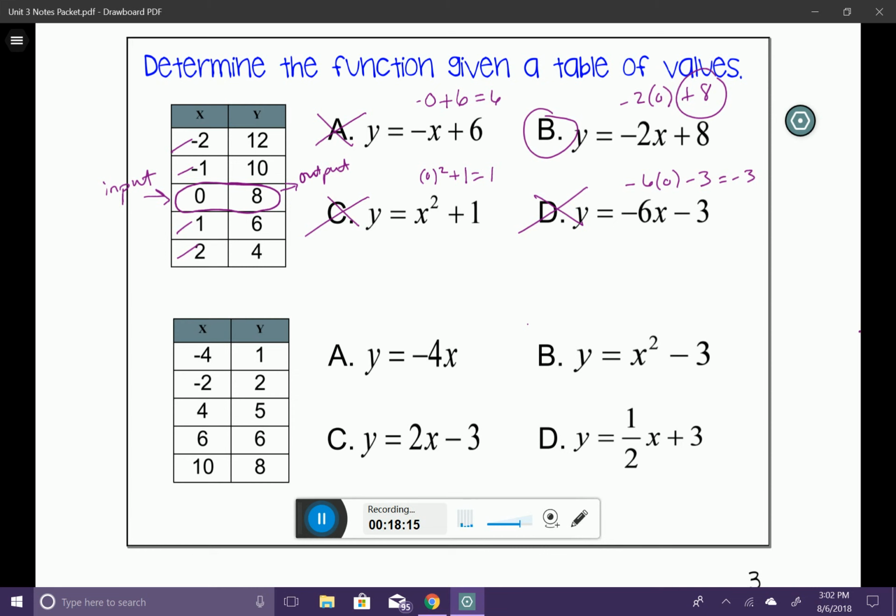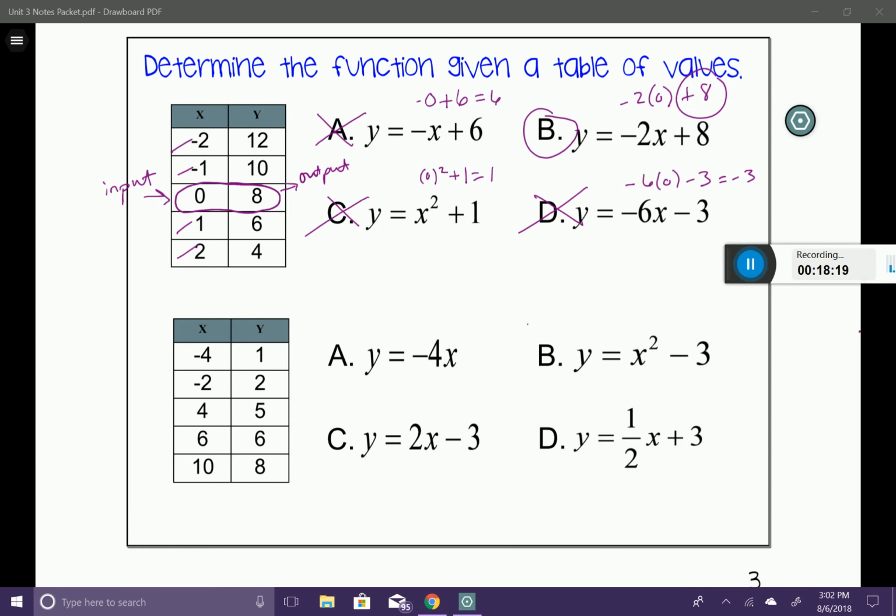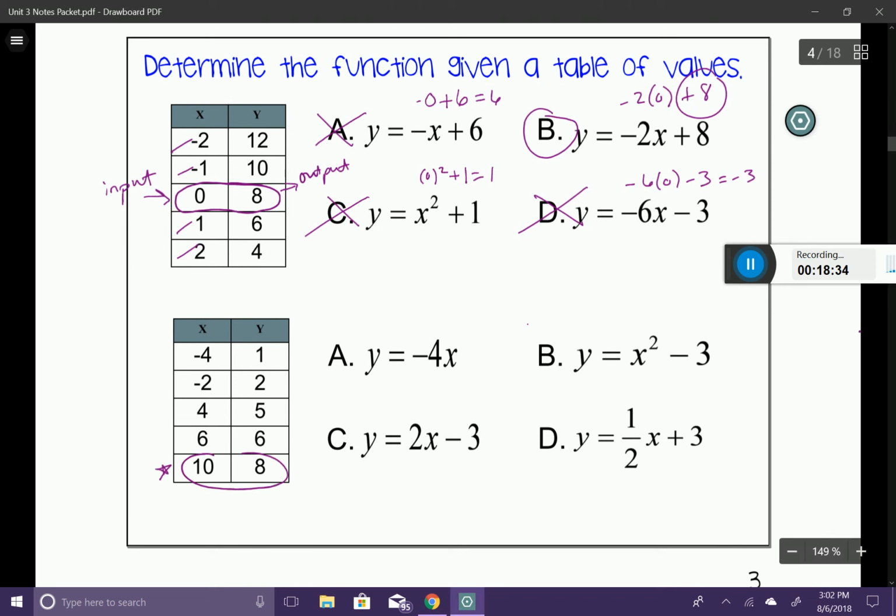But let's say you don't have a 0 to work with. Well, then you just want to go ahead and choose any of the coordinates, and you have to go through that same process with all 4. So I like to work with positive numbers personally, so I like this one. How about working with the x value of 10 and the y value of 8? Meaning if you input a 10, you should output an 8.